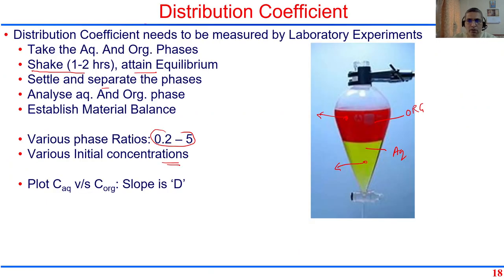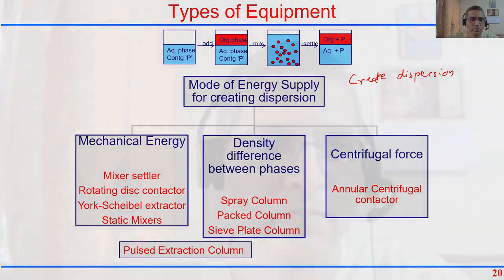Okay. Next thing we are going to look at is extraction equipment. Again, we are only going to look at the qualitative description, and the quantitative part we are going to do in the subsequent class, because that will require estimation of mass transfer coefficient and so on, like we have seen in the previous example. So let's first look at the qualitative description.